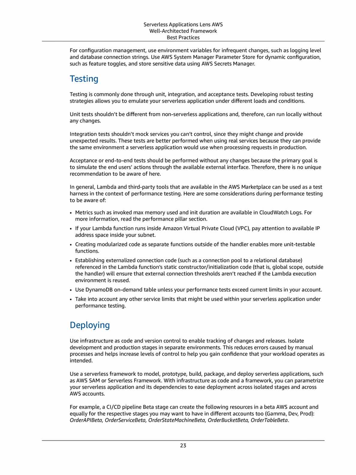For configuration management, use environment variables for infrequent changes, such as logging level and database connection strings. Use AWS Systems Manager Parameter Store for dynamic configuration, such as feature toggles, and store sensitive data using AWS Secrets Manager. Testing. Testing is commonly done through unit, integration, and acceptance tests. Developing robust testing strategies allows you to emulate your serverless application under different loads and conditions. Unit tests shouldn't be different from non-serverless applications and, therefore, can run locally without any changes.